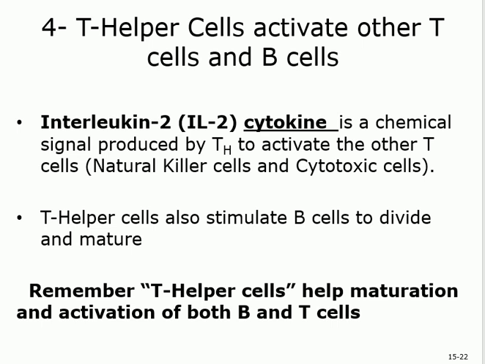Are we following? So remember this. T helper cells are going to activate both B and T. When they activate the rest of the T cells, that will happen through interleukin 2. Interleukin 2 is to activate the other T. But is it going to activate B? Yes, via something else, another factor.